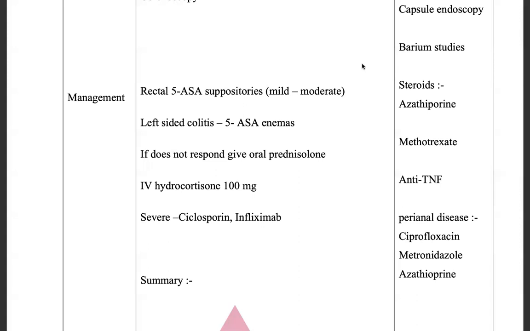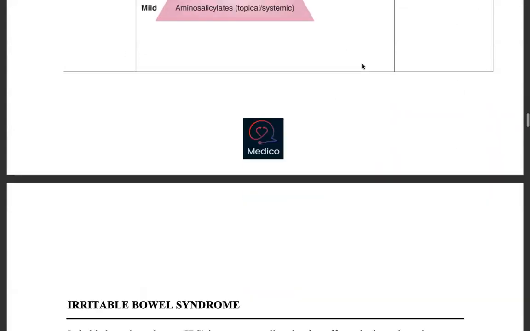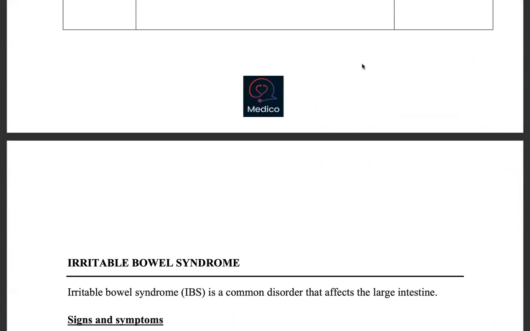And also, there is also a place for surgery as well. Okay. So when it comes to acute disease, subtotal colectomy with end ileostomy and preservation of the rectum is the operation of choice. Okay. So remember, there is also a place for surgical management as well. Understood? So that's all for the management of ulcerative colitis and Crohn's disease.